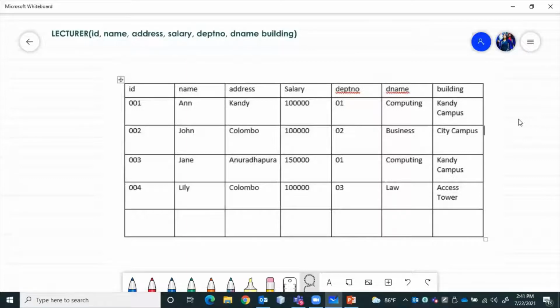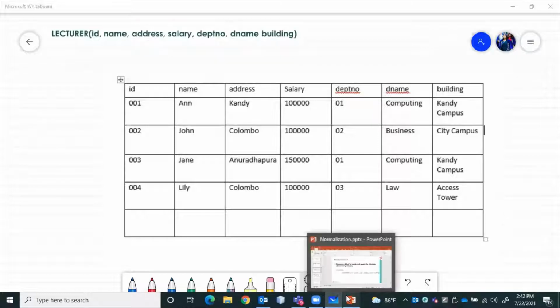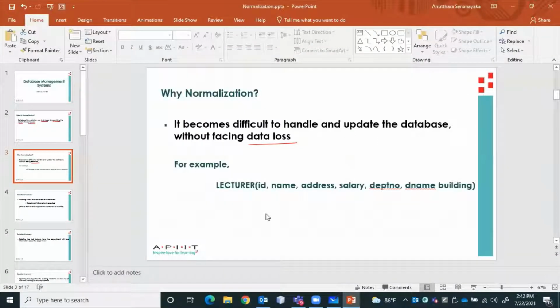Right. So within an organization, normally we don't have just 4 records. We have many records. Let's say we have 100 plus employees, 150 employees, then we might have 150 records, right? This particular table, the relation called lecturer, is not a normalized table or normalized database. So here we have not done any normalization. Because of that, as I told you, when we are handling data or going to update the data, we might end up with data loss.